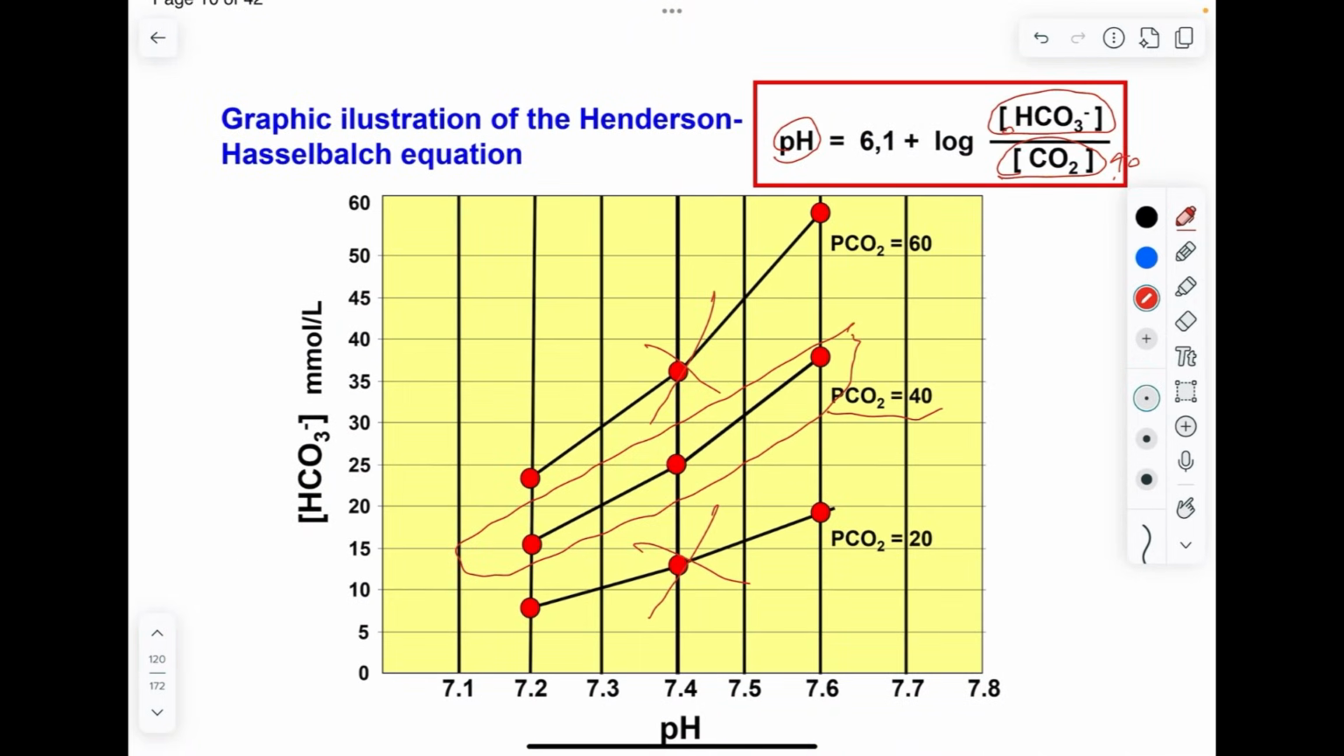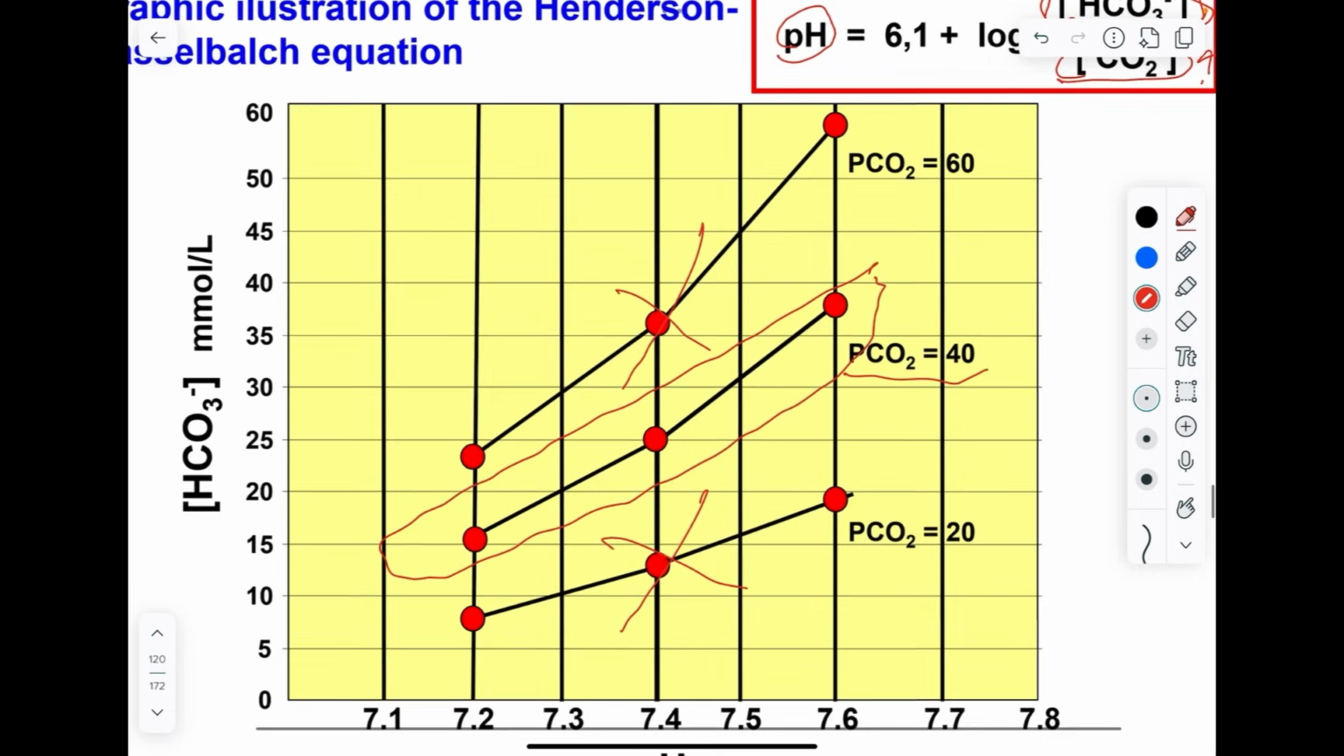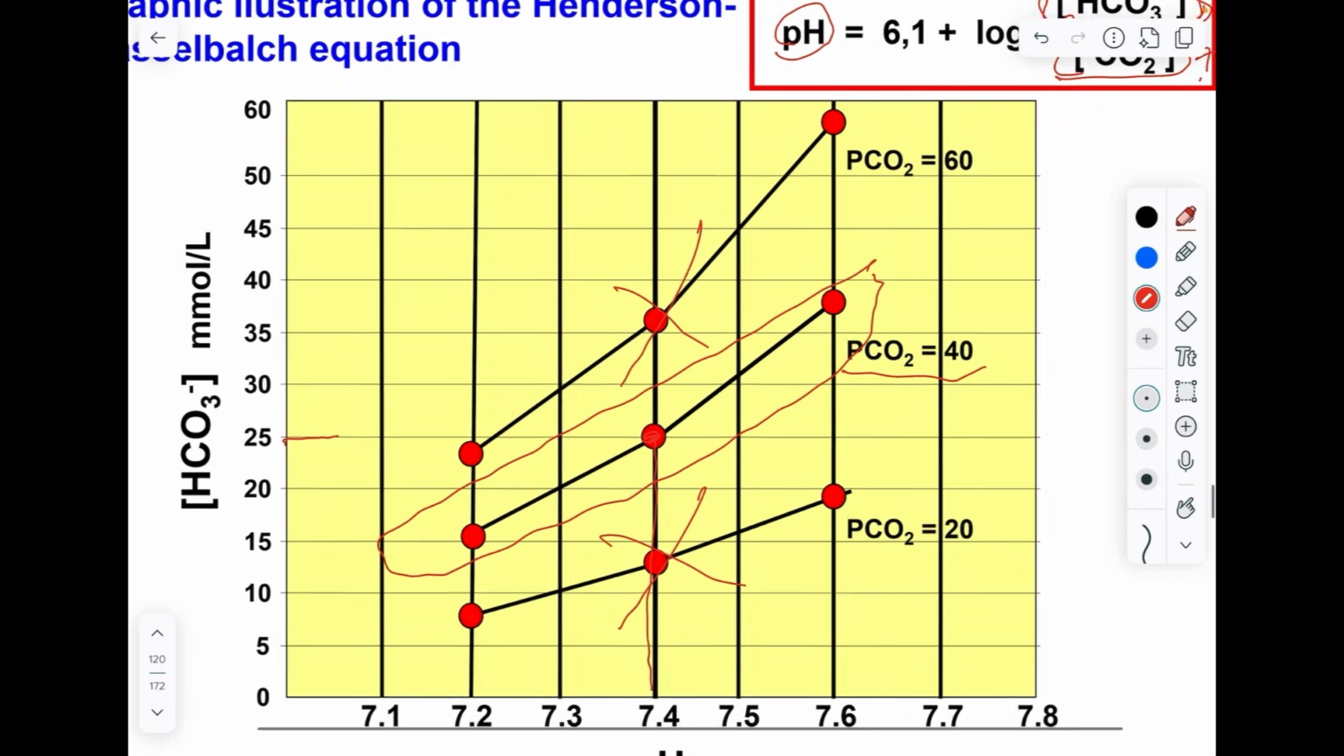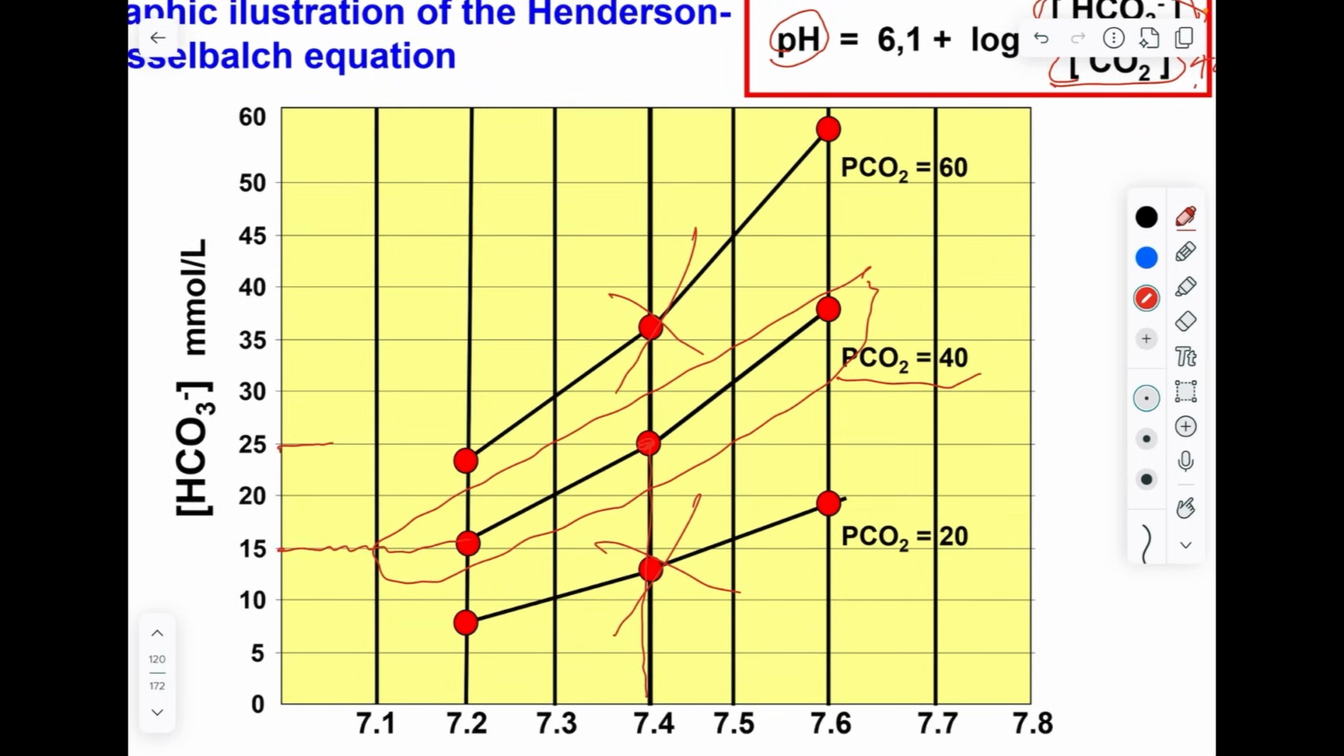And we will play now with the HCO3, which is the bicarbonate concentration. So when we have 24 or 25 bicarbonate, you will get the pH of what? 7.4. When you decrease the bicarbonate, you will get pH of 7.2. When you increase the bicarbonate, you will get what? A pH of 7.6, and you draw this line.